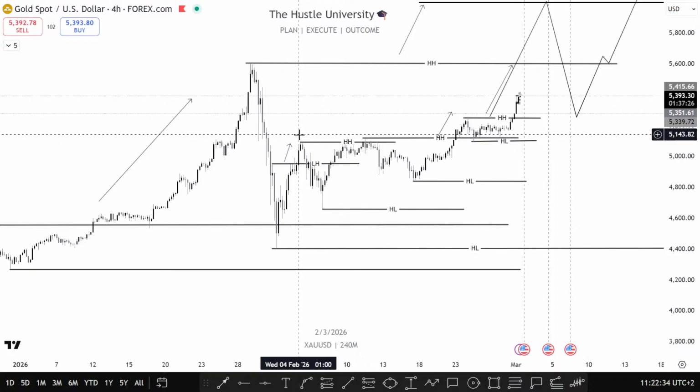Can you tell us how to trade equal lows and equal highs?